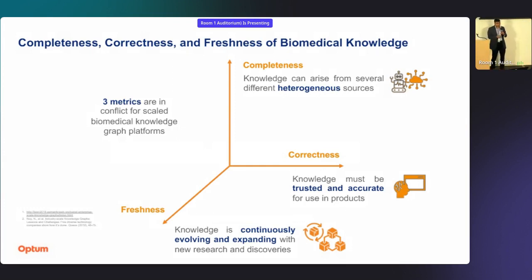And I apologize for rushing here, but this is a very popular diagram that you must have seen several times. But this diagram is so true in biomedicine, in healthcare and life sciences, because biomedical knowledge is continuously evolving and expanding with new research and discoveries. So you need to think about automation associated with your enterprise knowledge graphs. Knowledge must be trustworthy and accurate for use in products. So you need to think about your visualization interfaces for subject matter experts. And knowledge can arise from several different heterogeneous sources. So think about machine learning and see how it can help with knowledge extraction.